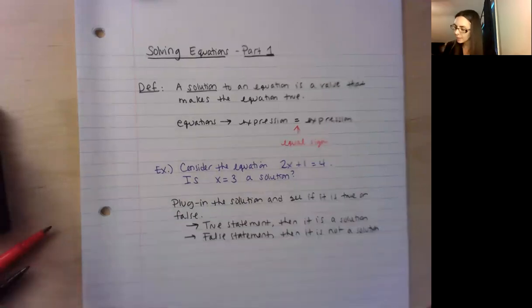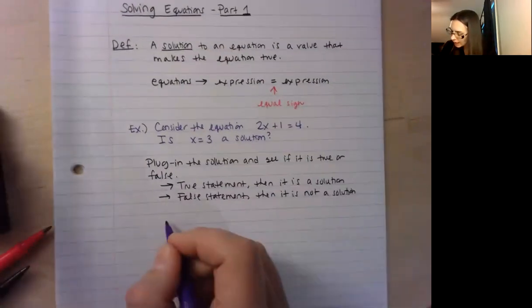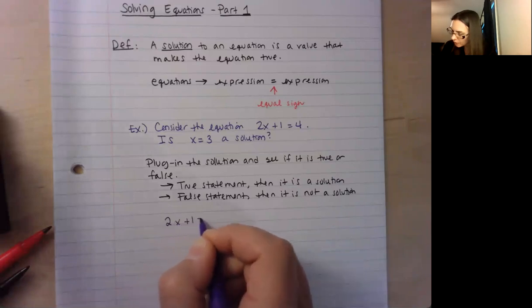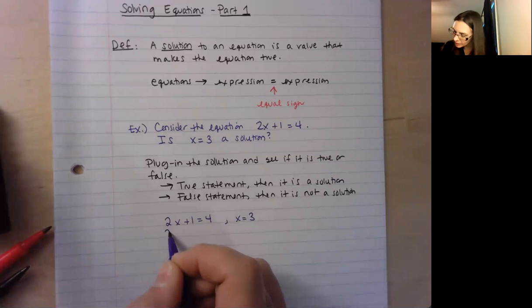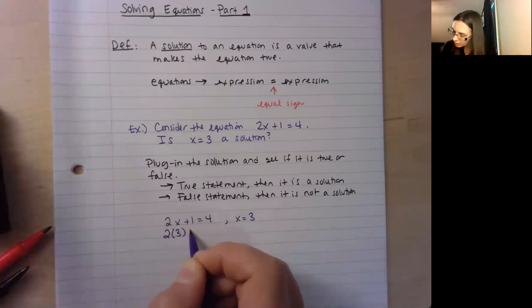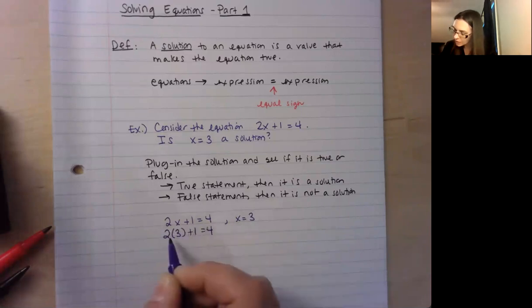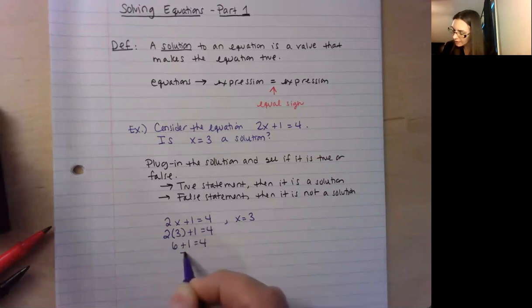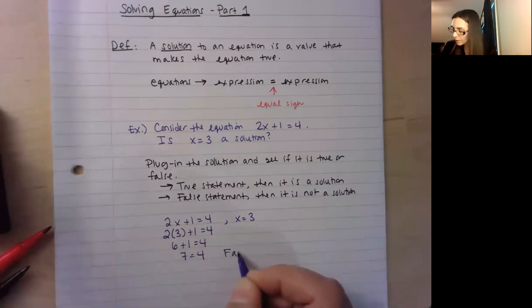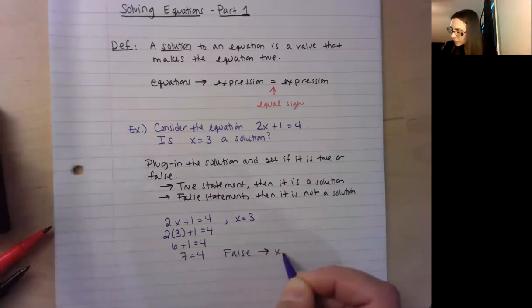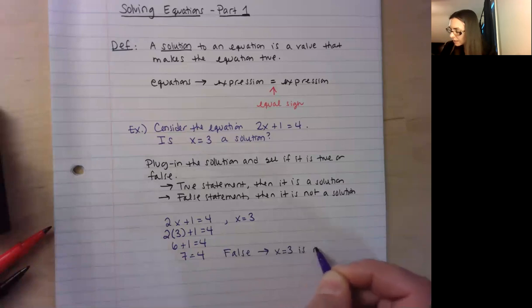Going back to my example, I take 2x plus 1 equals 4, and I'm looking at x equals 3. When I replace that x value with 3, I get 2 times 3, which is 6. 6 plus 1 is 7, and 7 equals 4. Obviously, this is false. This is not true. So x equals 3 is not a solution.